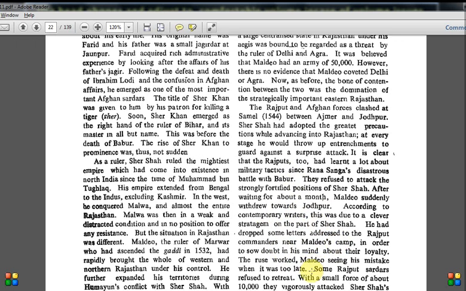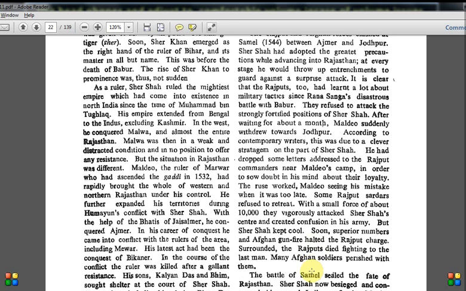So the ruse worked. Maldio saw his mistake when it was too late. Something of a confusion was created, and Maldio fell for it, but he realized it late. Some Rajput Sardars refused to retreat. With a small force of about 10,000, they vigorously attacked Sher Shah's center and created confusion in his army. But Sher Shah kept cool. Soon, superior numbers and Afghan gunfire halted the Rajput charge. Surrounded, the Rajputs died fighting to the last minute.